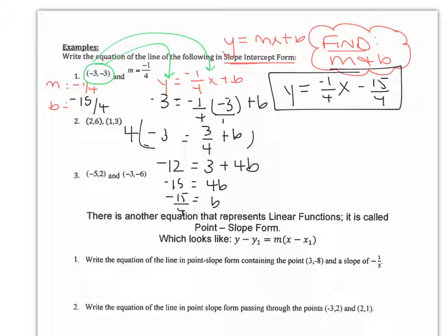Two and three, I'm going to leave to you. Notice in 2 and 3, I didn't give you m, so I have to find m. So how do I find m first? Well, I have to use the slope formula, which is y1 minus y2 over x1 minus x2. Let's just erase some of this so I can scroll.